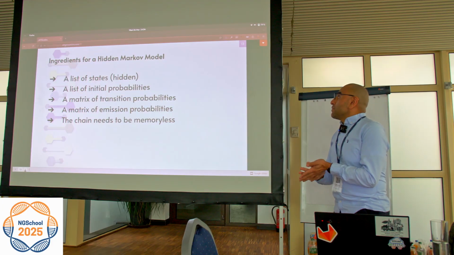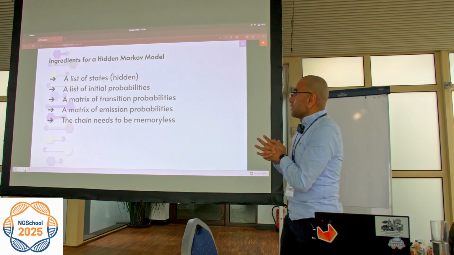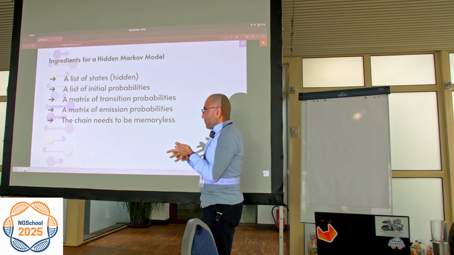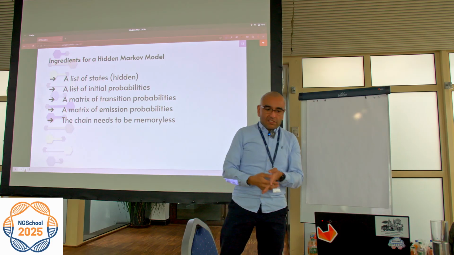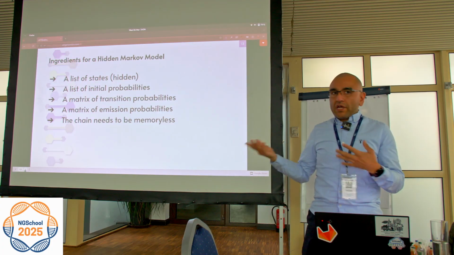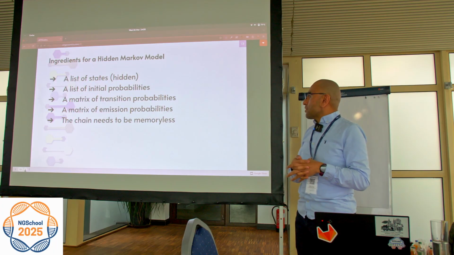So for a hidden Markov model, we have some ingredients. We need a list of states that are hidden. We are not observing such states. We need a list of initial probabilities that in the toy example we didn't show because we assume that this is going on forever, but in reality we need a start and stop of the hidden Markov model.